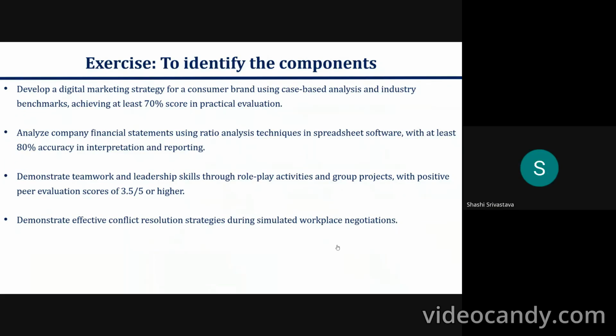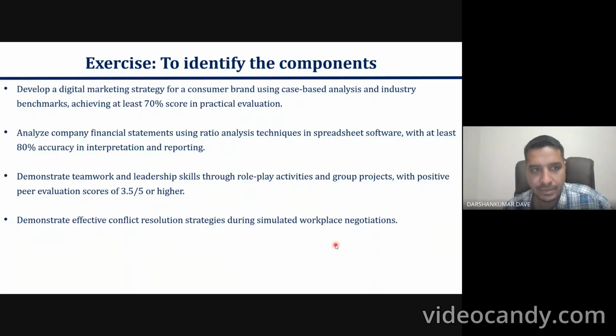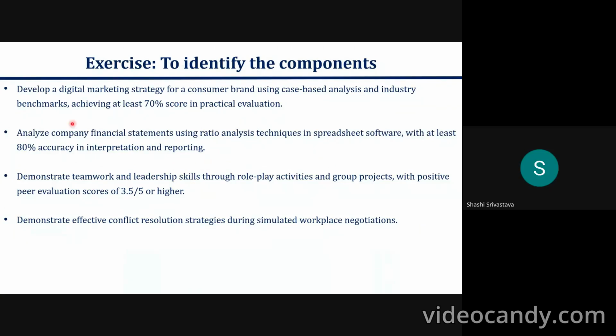Yes, sir. We have all the verbs here: develop, analyze, demonstrate. 3 verbs, sorry. Demonstrate has been repeated twice. And I think all of them are helping the student. I mean, the outcome would be that the students will be able to create something after comprehension.